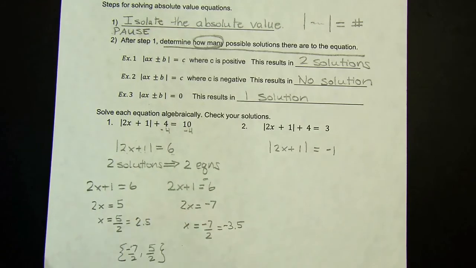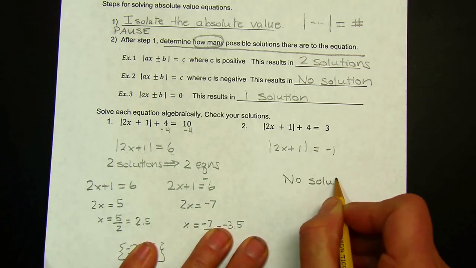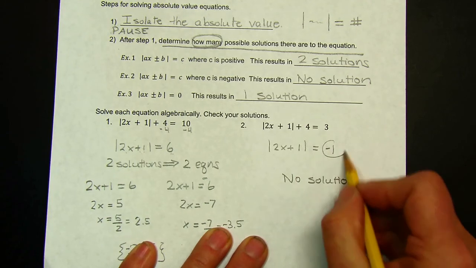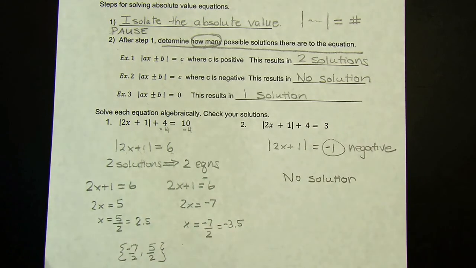Now I'm going to pause and ask myself, okay, how many solutions? 1, 2, or none? None. I'm done. I don't have to do any more work except write no solution. This is negative. Therefore, no solution. Students who do not pause and ask themselves that question often keep going. They don't take the time to think, oh, negative number, I'm done.